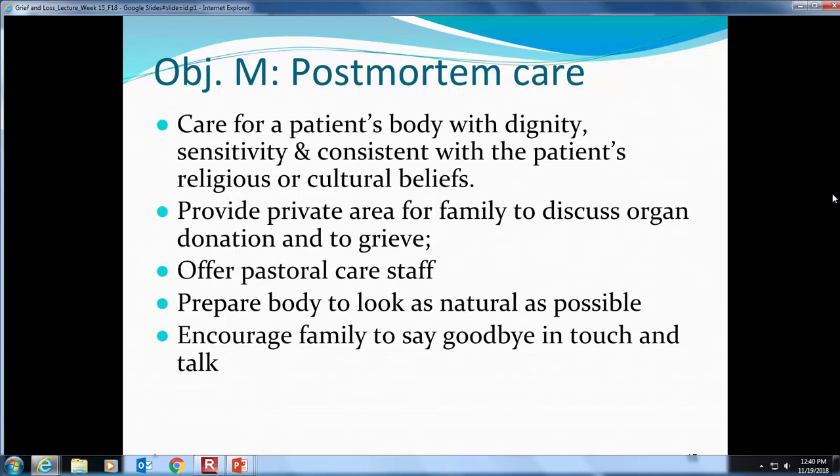To the extent possible, when you're caring for a deceased patient, this is my personal practice, I would elevate the head of the bed and place the patient's hands on top of the bed linens to allow the family to touch the patient if they want to. This simple act tells the family that it's okay to touch the patient. Otherwise, they might miss out on this opportunity for closure and saying goodbye.